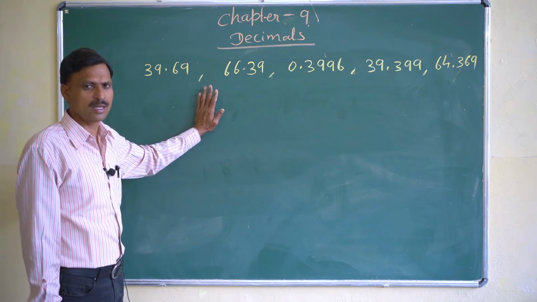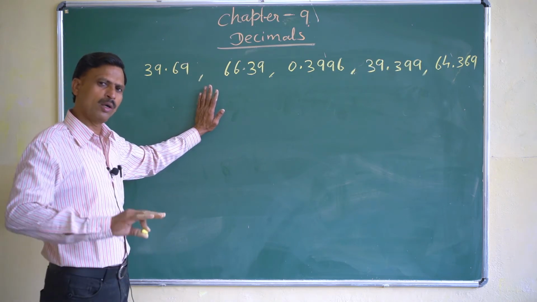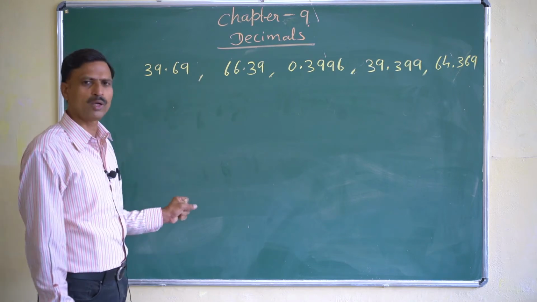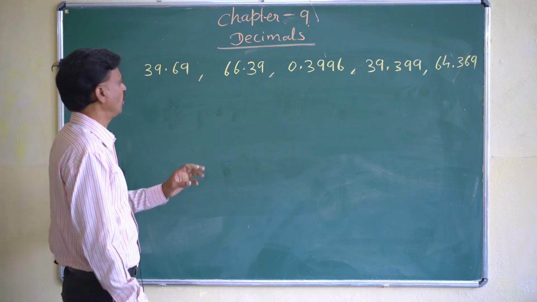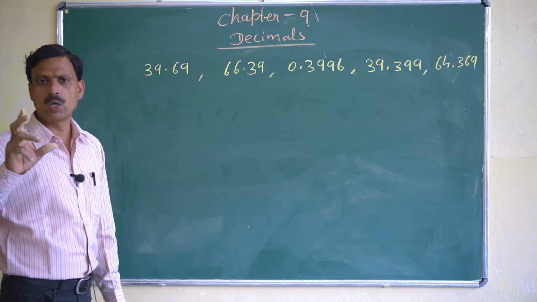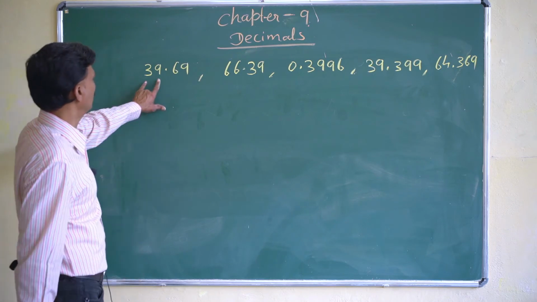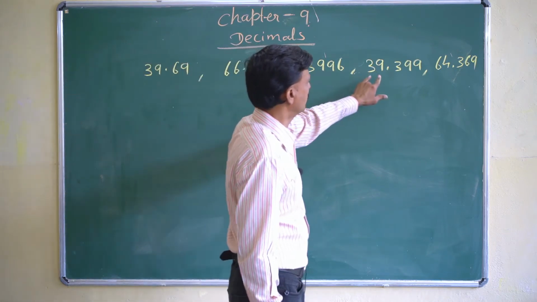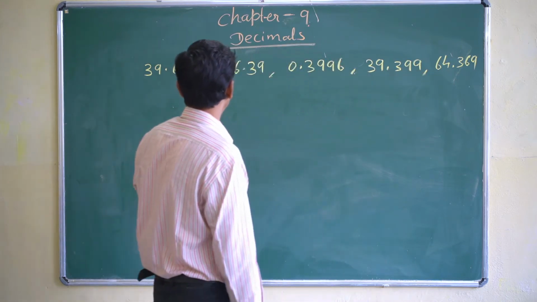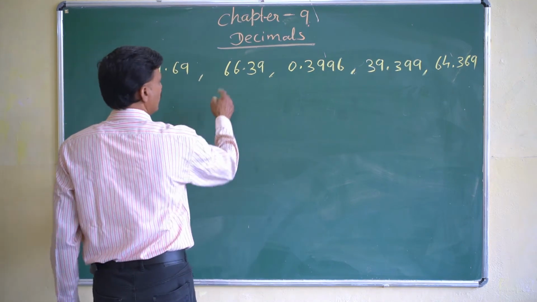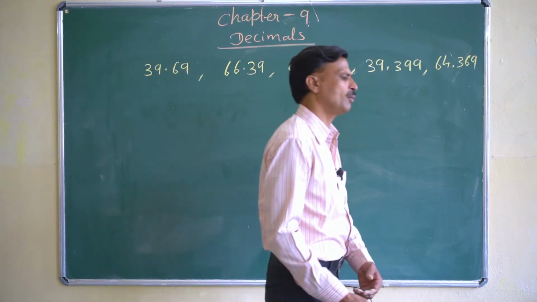Descending and decreasing are the same thing. Descending order means we are arranging in decreasing order, which means first we have to write the greatest number among all of these. As I told you, very first we will compare their whole number part. The whole number parts are 39, 66, 0, 39, 64. Which is the greater one among these? The whole number part 66 is the greatest among all of these.